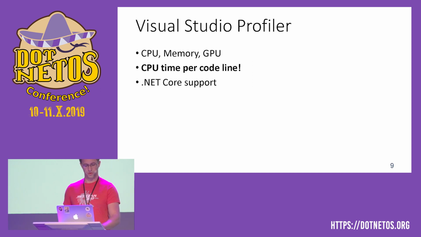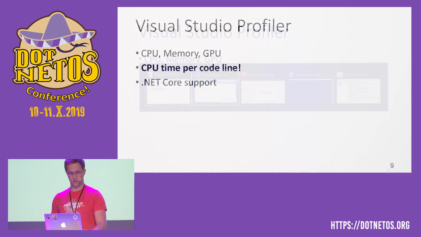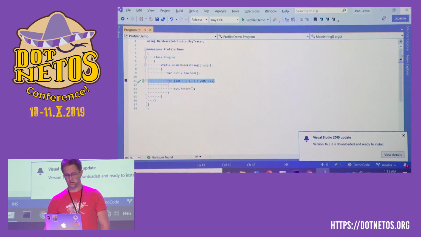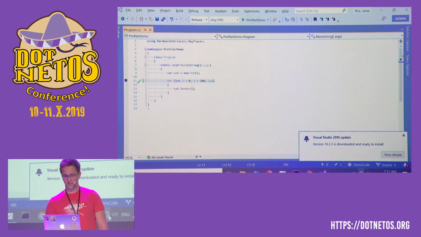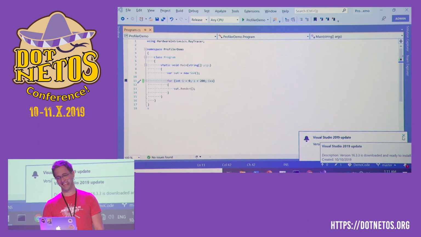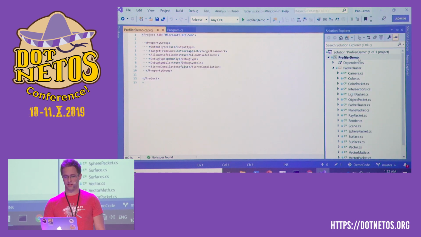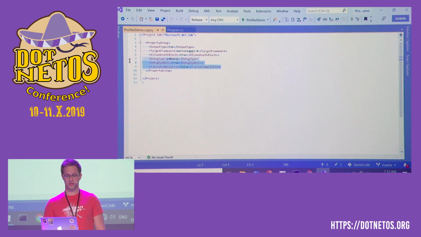So now I'm going to switch to the demo. OK. I have disabled the internet, and Visual Studio is offering me an update. How cool is that? So the app is doing something. It doesn't really matter what the app is doing, but the most important thing is that I'm in release mode. I have the recommended settings in place.